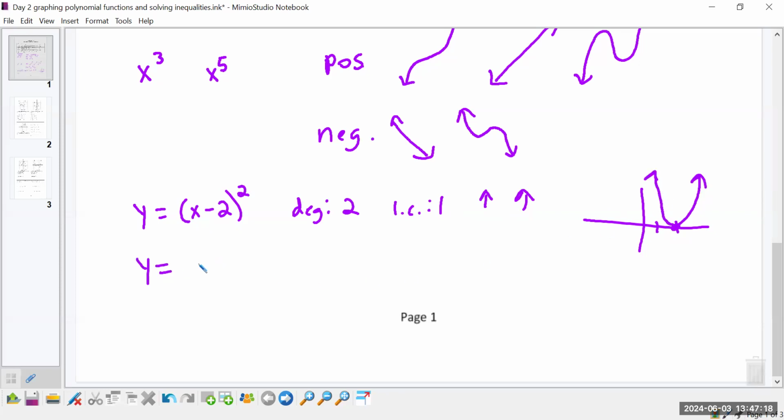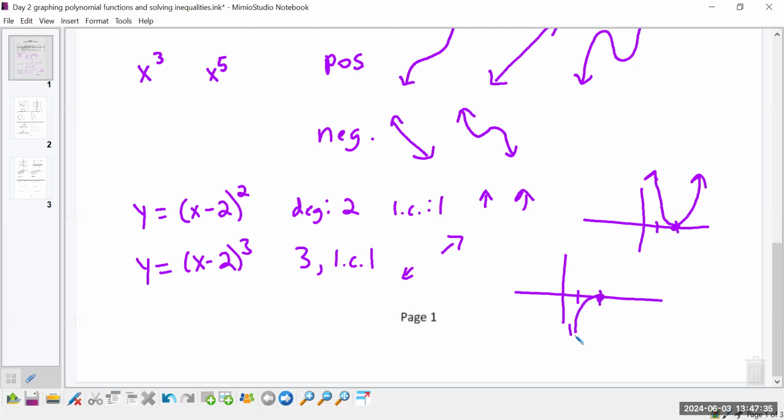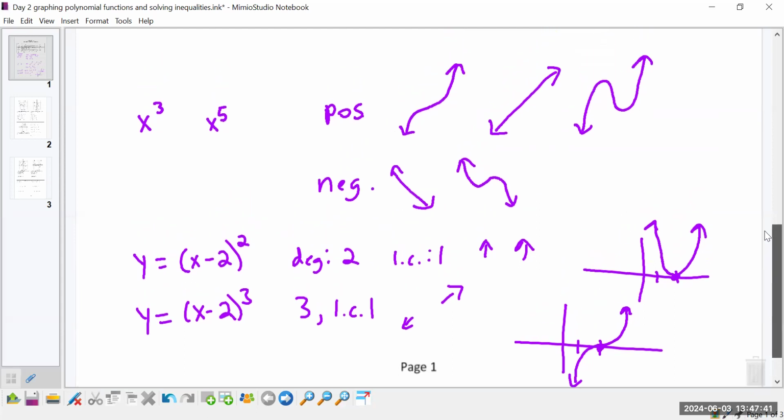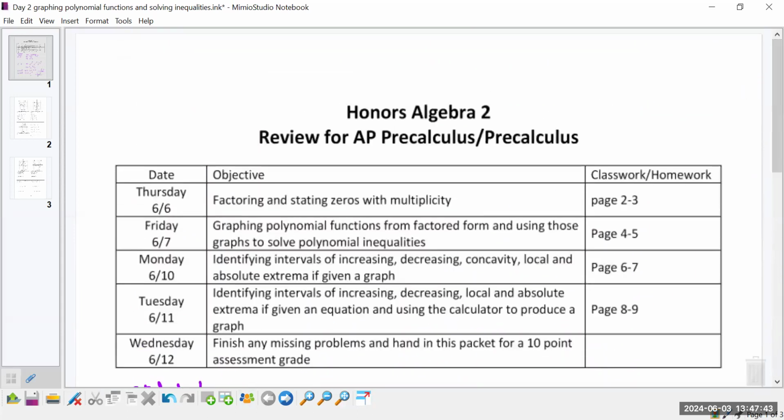Similarly, if we had y equals (x minus 2) cubed, now the degree is 3 and the leading coefficient is still 1, so it's down, up. But because it's cubed, we have a change in concavity at 2, and it looks like this. We need to remember this information when attempting the problems on pages 4 and 5. So let's take a look.